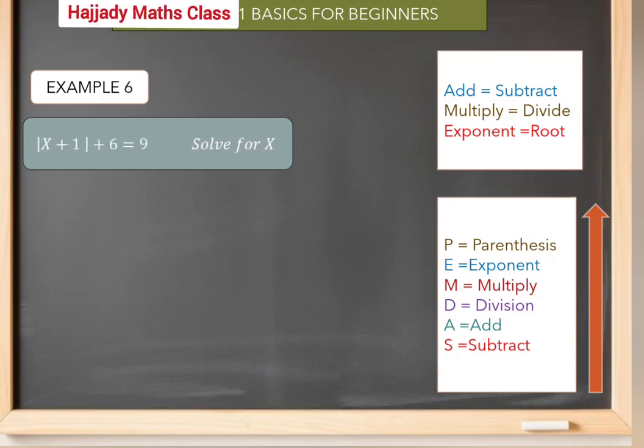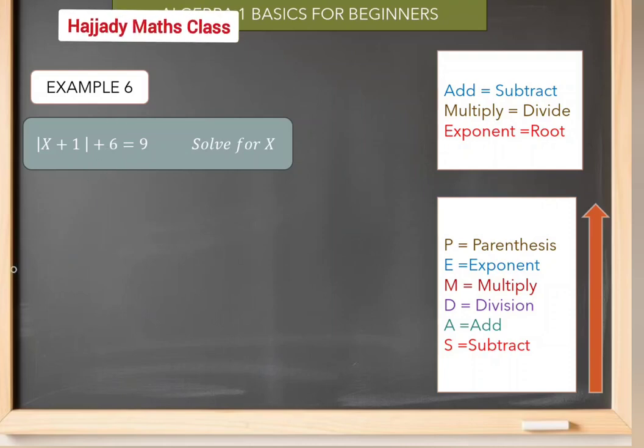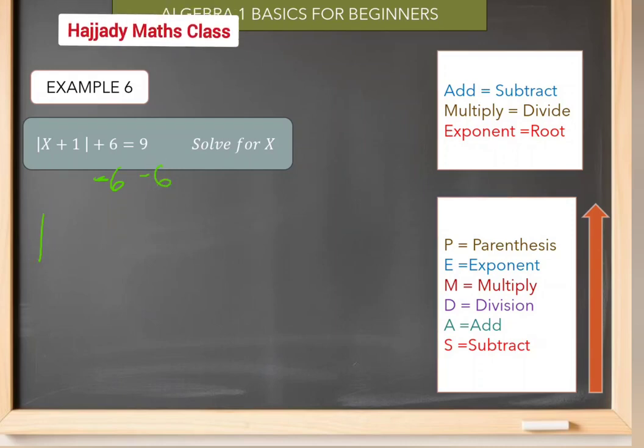Here we have example 6. This is also based on the absolute value. But before we apply absolute value, you will see that after the absolute value, we have plus 6 equals 9. Then we need to get rid of this 6 before we proceed using the absolute value. And to get rid of the plus 6, you have to introduce negative 6 to both sides. And here we have the absolute value of x plus 1, plus 6, negative 6 cancel out. 9 minus 6 gives 3.